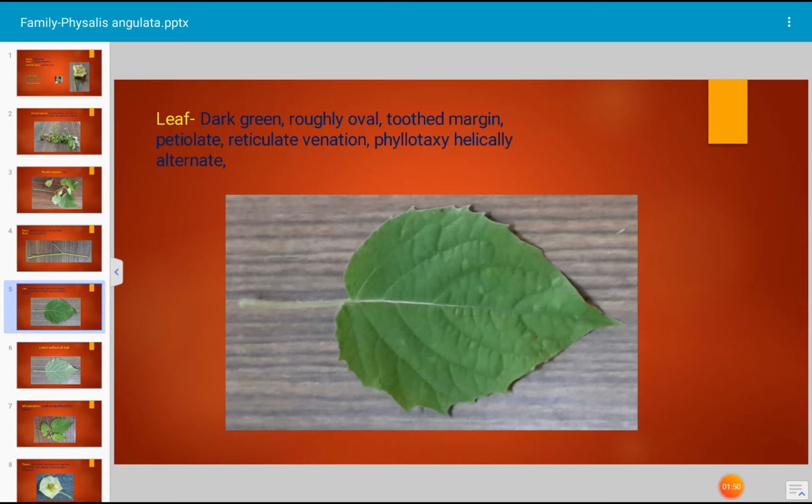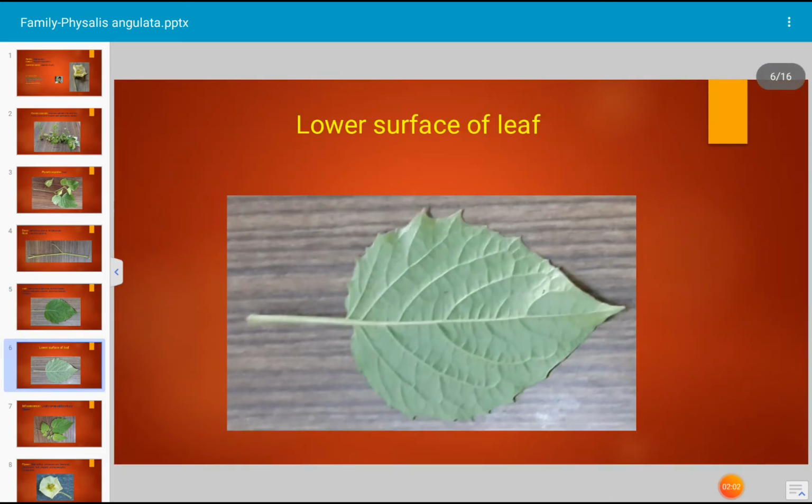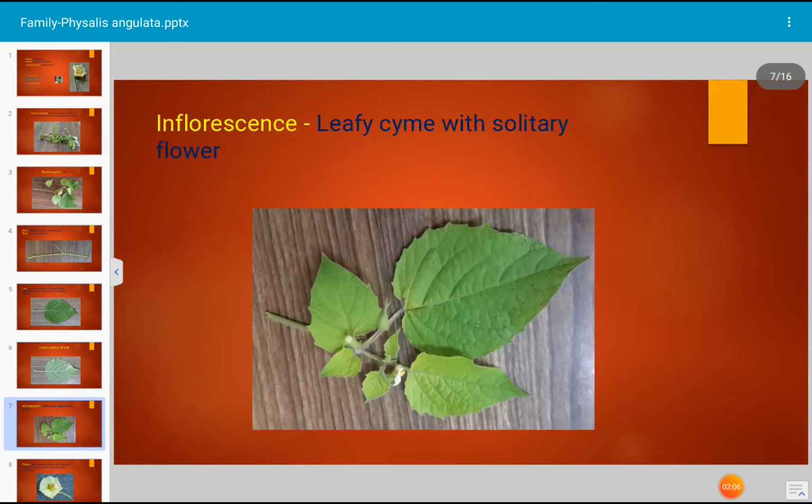Phyllotaxy means arrangement of the leaves on the stem. Phyllotaxy in Physalis angulata is helically alternate. Okay, next. This is the lower surface of the leaf. Next. This is the inflorescence of Physalis angulata, family Solanaceae.